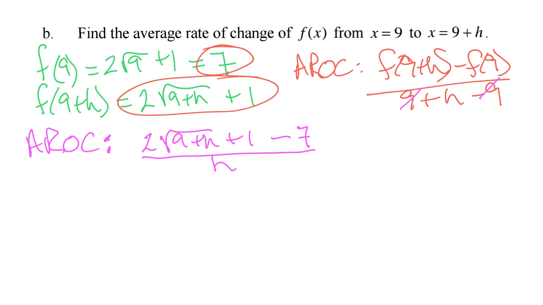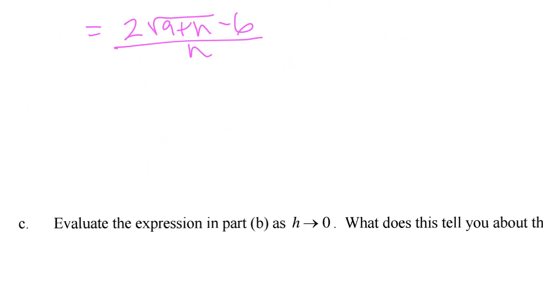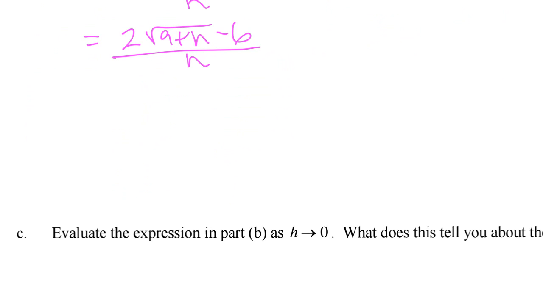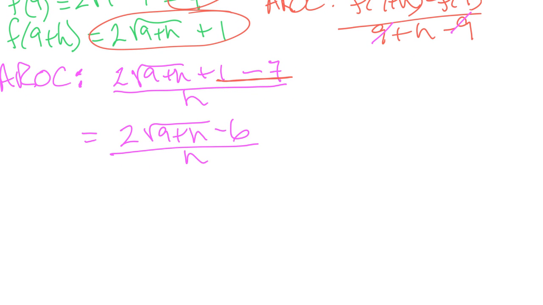Let's put our like terms together here. So 1 minus 7 is negative 6. So we have 2 times the square root of 9 plus h minus 6 all over h. Okay, now I'm sure they're going to ask us, let's take a look at part C, to evaluate the expression in part B as h goes to 0. Well, we won't be able to do that if we don't rationalize our numerator. So we are going to multiply top and bottom by the conjugate. So we're going to multiply top and bottom by 2 times the quantity 9 plus h plus 6.